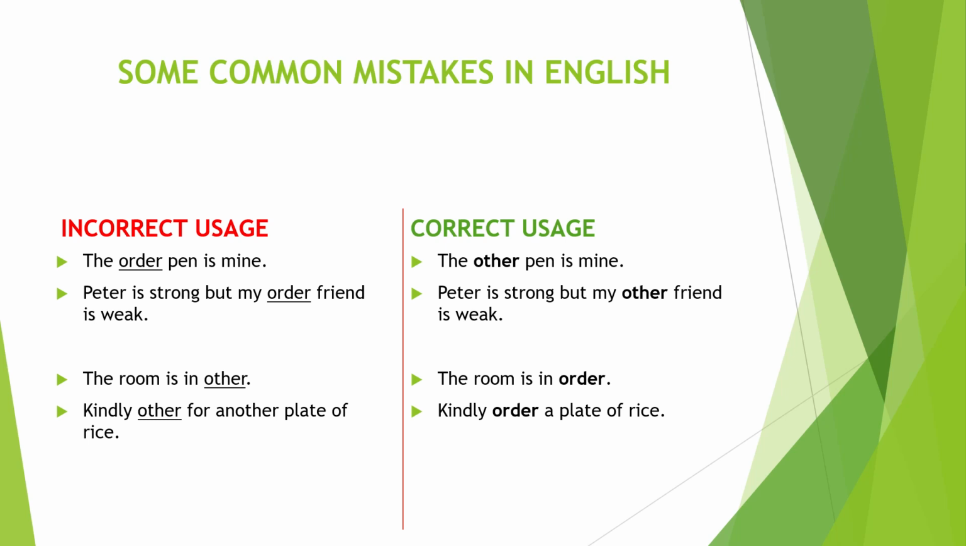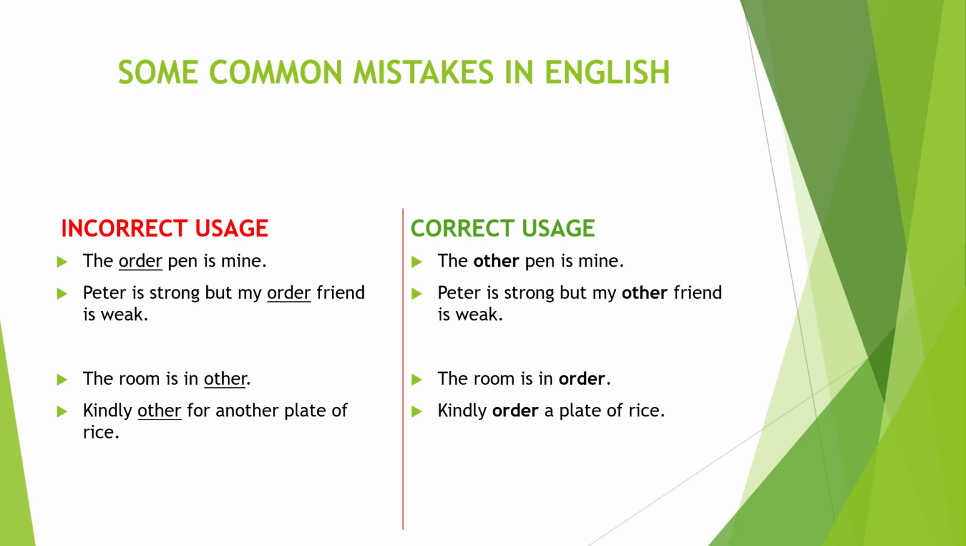The next sentence reads, Peter is strong, but my other friend is weak. So it's important to also note that when other is used, it would usually precede a noun. That is to say, pen is a noun and it comes immediately after other. Friend is a noun and it comes immediately after other. That is what I mean.